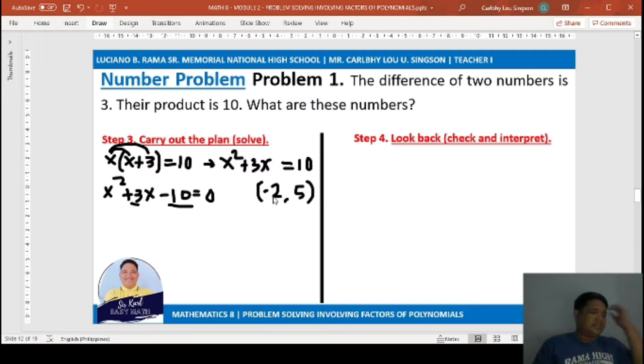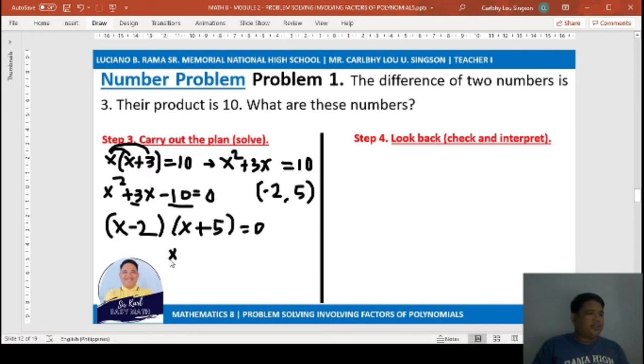Okay. So the factors of x squared plus 3x minus 10 using the general trinomial is just equal to x minus 2 times x plus 5, and that is equal to 0. All right, so we try to equate each factor to 0. So the first factor, x minus 2 is equal to 0. So our x would become positive 2. Transpose it onto the other side, 0 plus 2, that becomes 2. And then the second factor, x plus 5 is equal to 0. Then if we transpose it, it becomes negative 5.